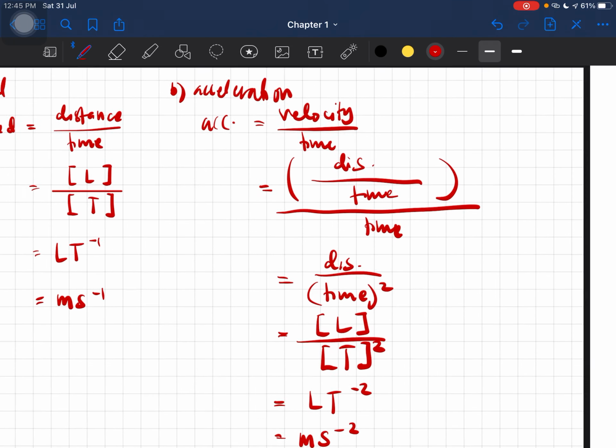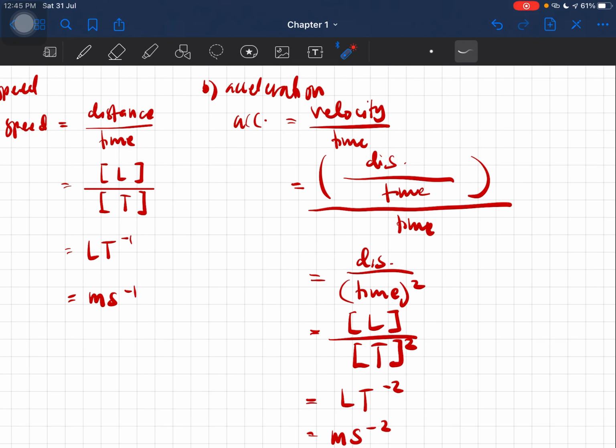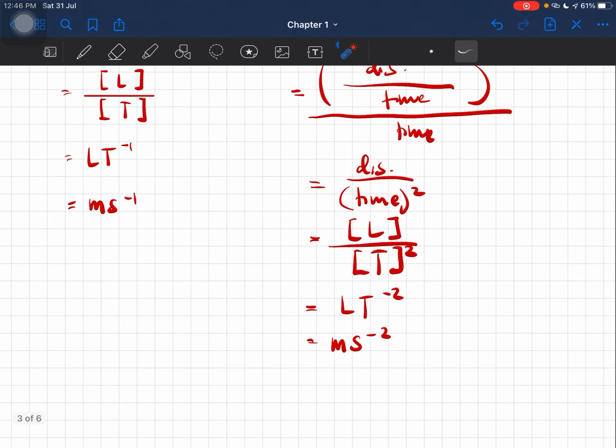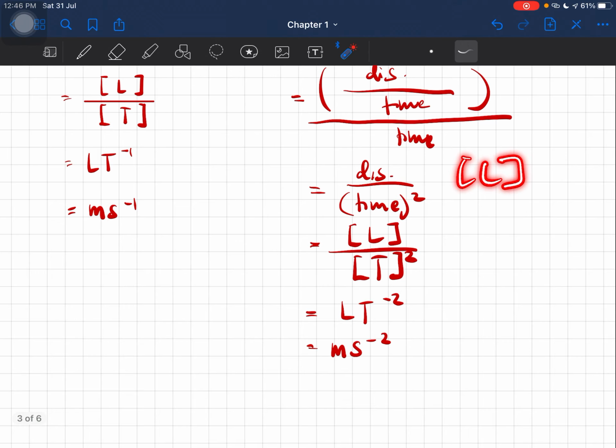Okay, so why do I write velocity over time? Because that is the formula for acceleration, right? But then from here, velocity is not a base quantity. We have to change it into something that has a base quantity dimension. So which is the formula of velocity, which is displacement over time. Okay, so from here we can find its dimension, L, T and so on.